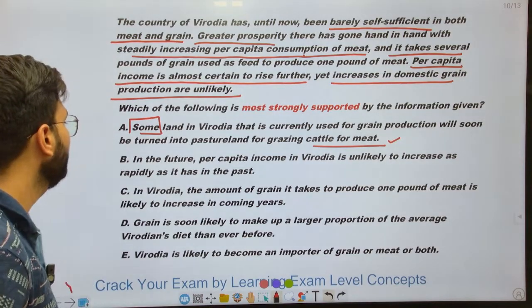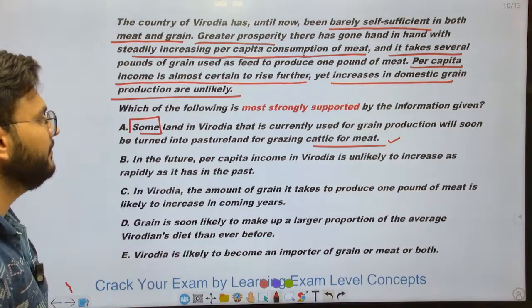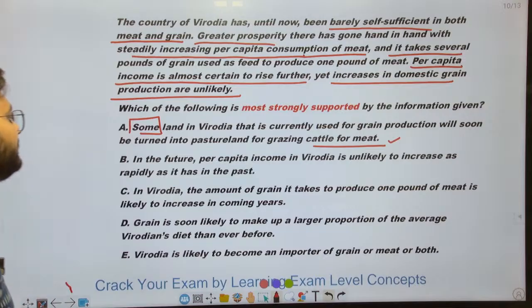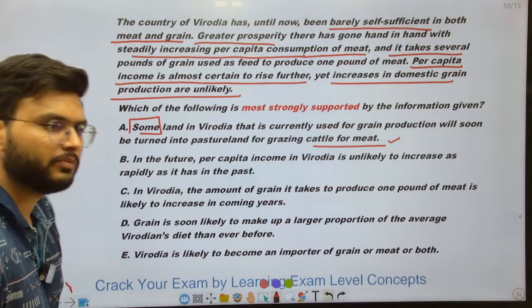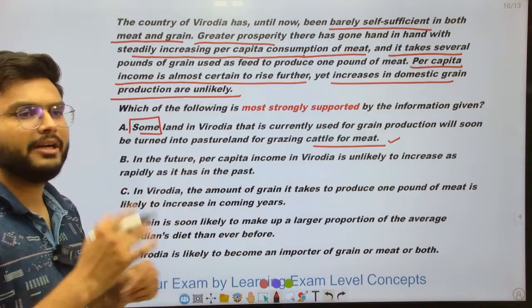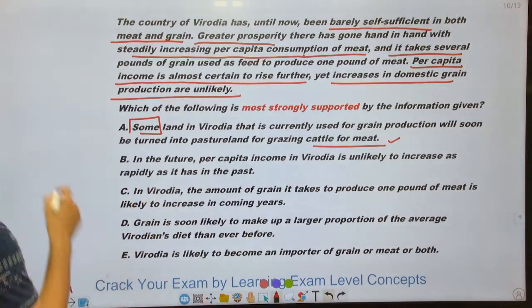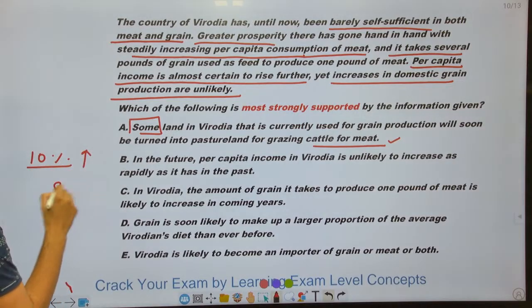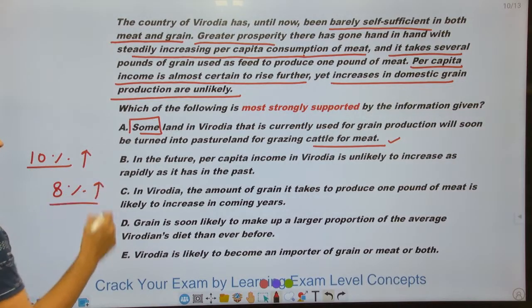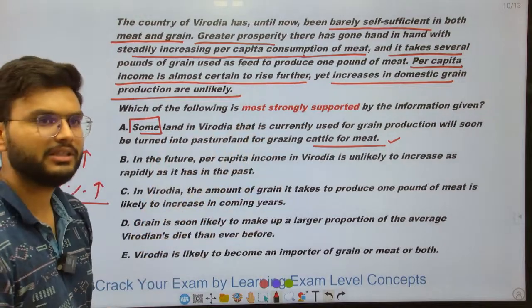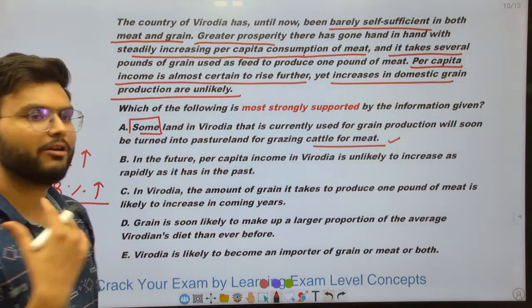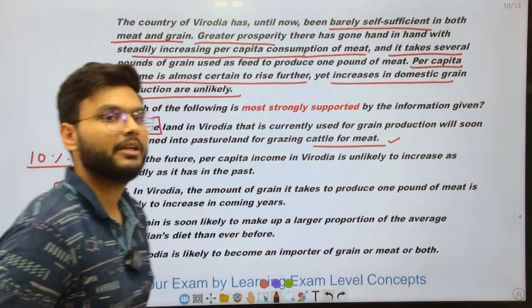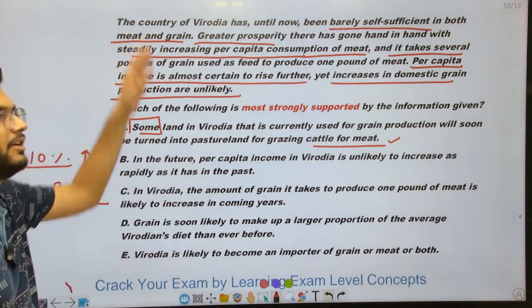Option B. In the future, per capita income in Virodia is unlikely to increase as rapidly as it has in the past. But think about it. It is possible the rate of increment is not the same. Earlier, the rate of increment, let me say, was 10%. Now it could be 8%. But then also, per capita income is increasing, and if income is increasing, consumption will automatically increase. Then this choice also does not give me a reason to believe that I can satisfy the above needs.